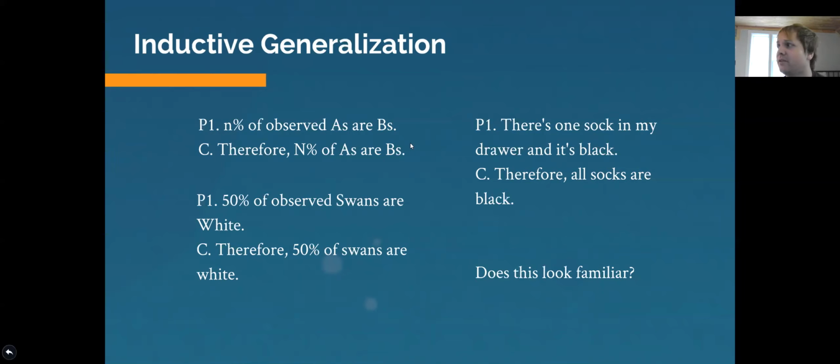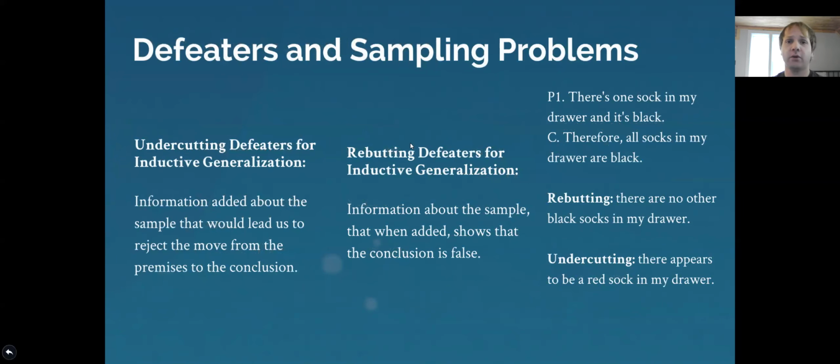We need some additional information about the contents of my drawer before we can say anything about the contents of every sock in my drawer. And so this is where defeaters for inductive generalizations come in. So we want to be able to either find undercutting or rebutting defeaters for inductive generalizations.